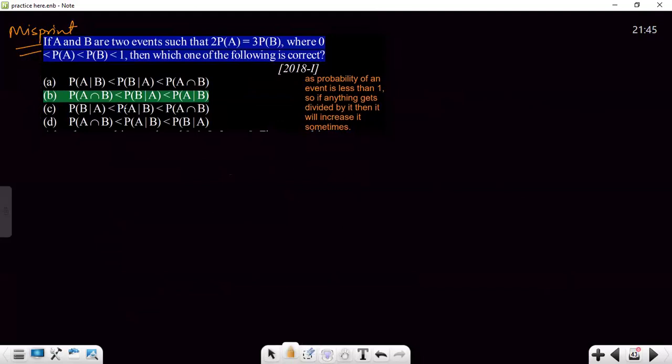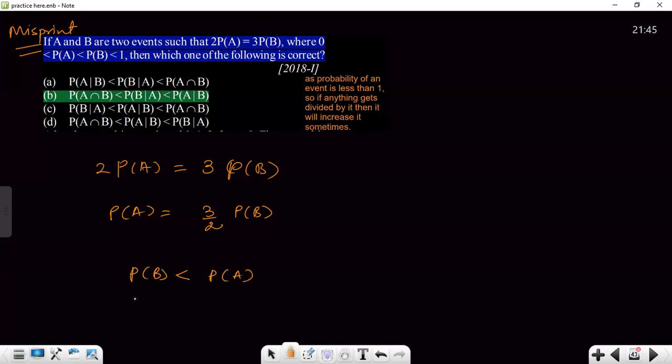We have to understand one thing here: as per the given condition, 2 times the probability of event A is 3 times the probability of event B. So it is saying that the probability of event A is 3 by 2 times the probability of event B. From here we can directly conclude that the probability of event B is definitely greater than the probability of event A, isn't it?